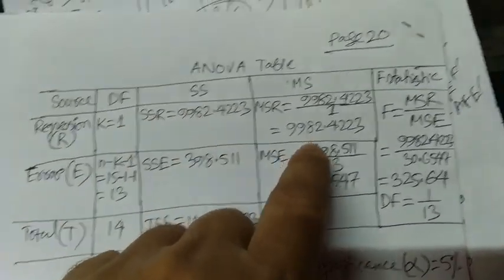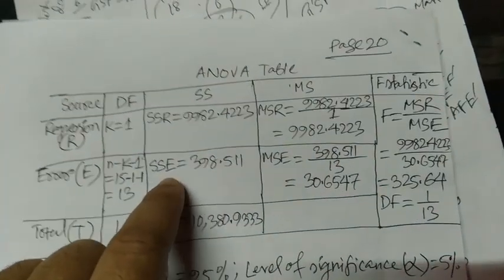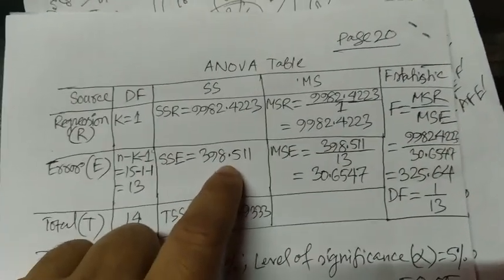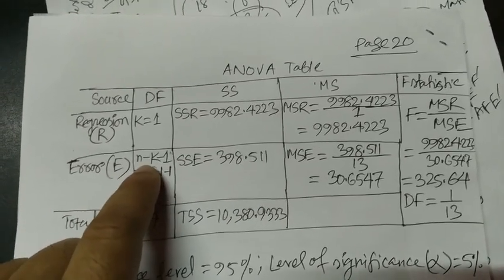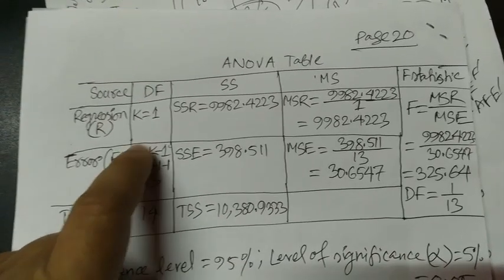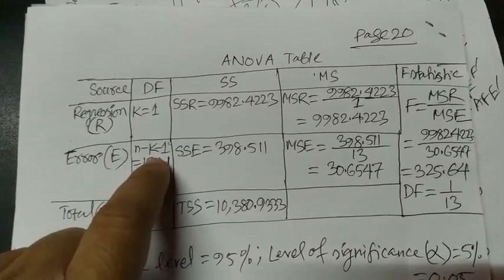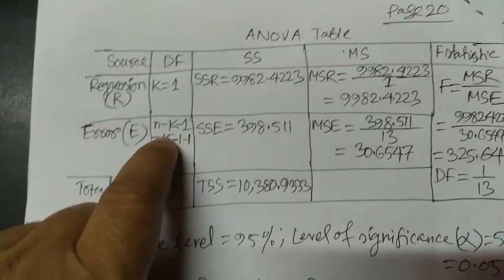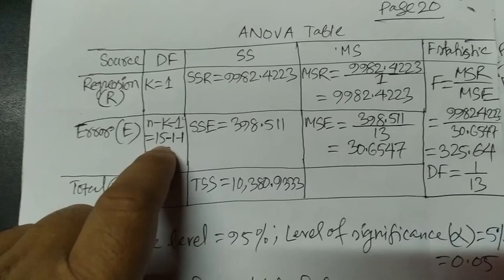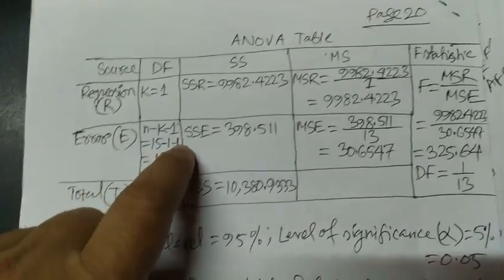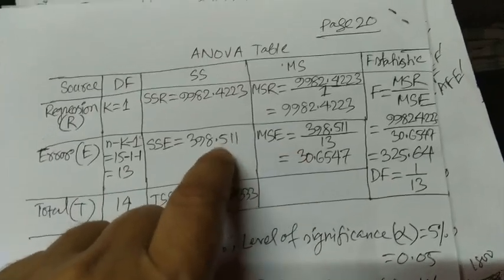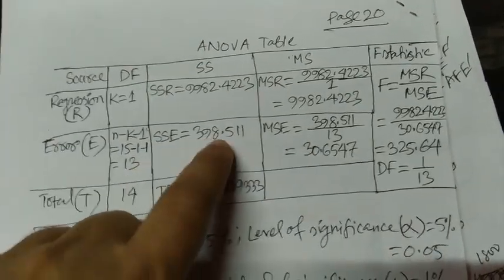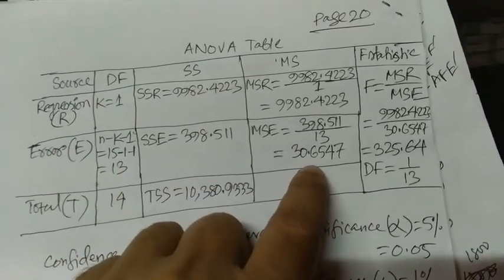And this is SSE, and this is the error degrees of freedom. The formula for error degrees of freedom is N minus K minus 1. Here N, the number of data, is 15, K is 1, so 15 minus 1 minus 1 is 13. So MSE is equal to this one divided by this one. That means this one divided by 13, which is this one.